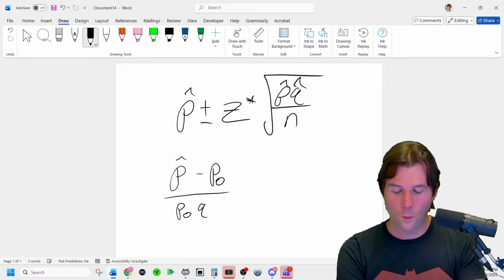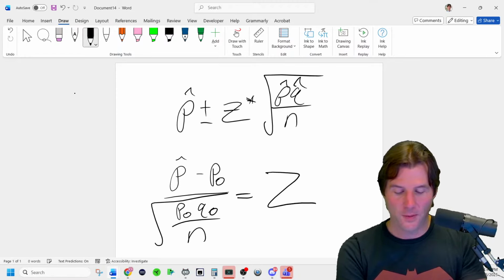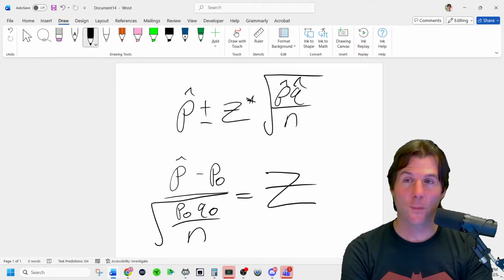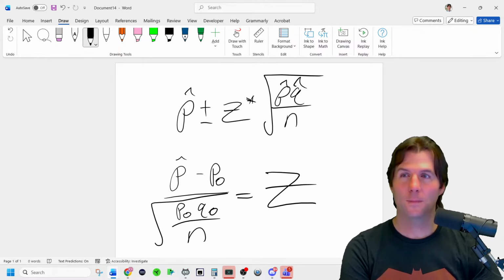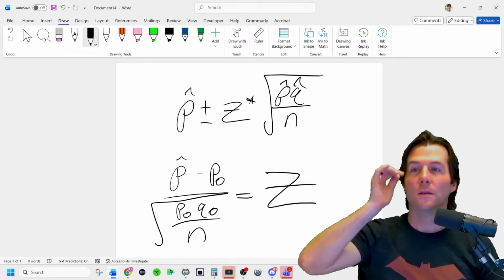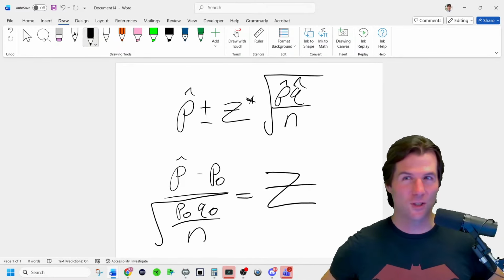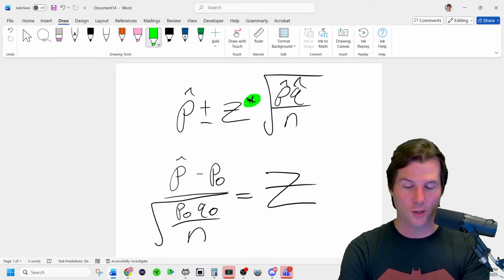Now, what do you notice is different about the z? What do you notice is different about the z in these? Is there any difference anywhere with the z? Do you notice the difference? You should see it. There's a star, right? Wait a minute. This one has a star.